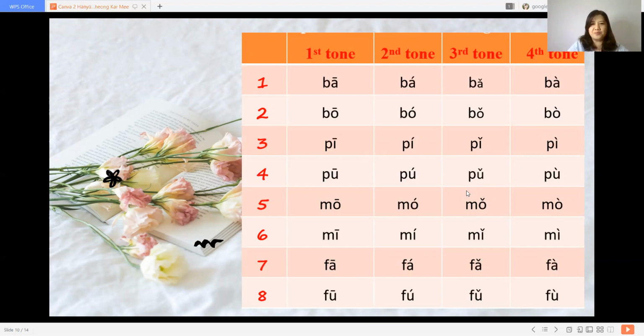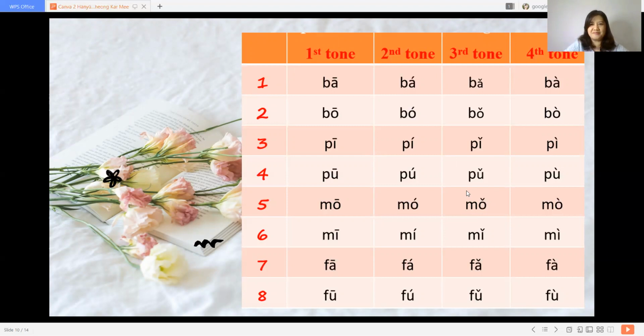How about the fourth line? 扑, 扑, 扑, 扑. How about the fifth line? 摸, 摸, 摸, 摸.